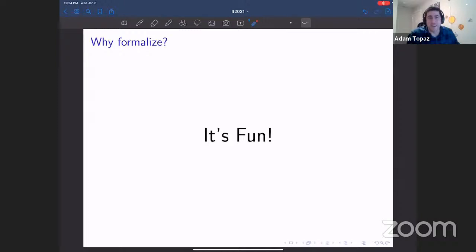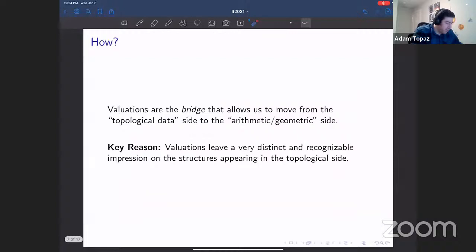Okay. And how we do this is usually via valuation theory. So I said this very buzzword-filled sentence here: valuations are the bridge that allow us to move between the topological side of the world and the arithmetic side, or the geometric side of the world. And the main reason is that they usually have a very distinct and recognizable impression on the group theoretic objects that pass into this anabelian machine.